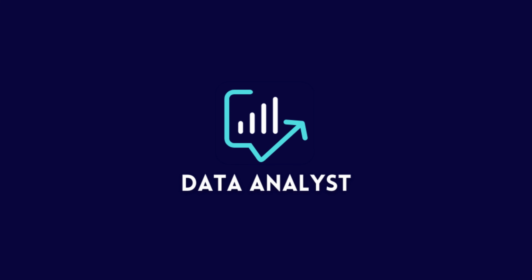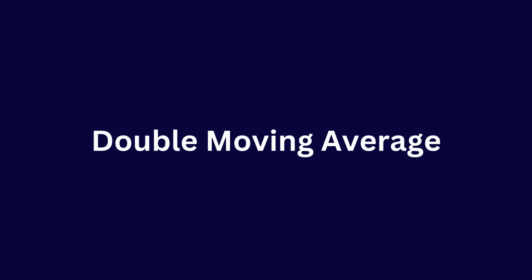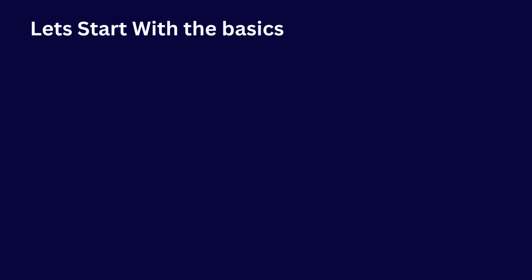Today we are diving into another fascinating topic in time series analysis, the double moving average. This technique helps us smooth out fluctuations in data and can improve our ability to detect trends over time. I'll guide you through the concept, why it's useful, and a step-by-step calculation example to make things clear. Let's start with the basics.